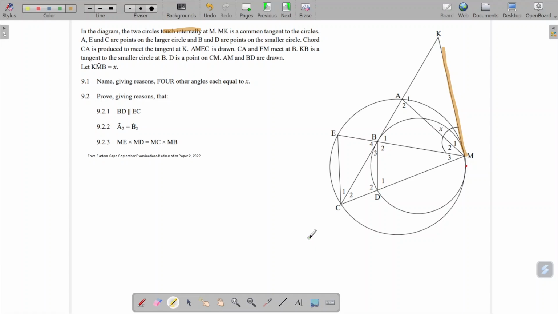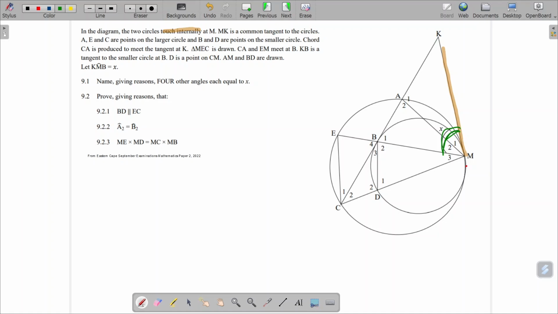We've got chord CA produced outside the circle to point K, which is on the tangent. We've got triangles drawn, and we are told to let NKB equal X. And so again, I'm going to quickly find KMB. So this entire piece here, not just the one piece, but that entire piece there has been labeled X. Can we find 4 other angles each equal to X?